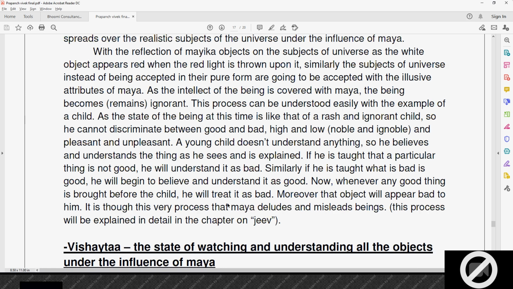So when we start considering the objects of the universe as yours or mine, or we start considering them as good or bad, or noble or ignoble, pleasant, unpleasant, all these emotions attached to the worldly objects create a replica of the universe, a completely different form of the universe in front of us, which is known as sansar.